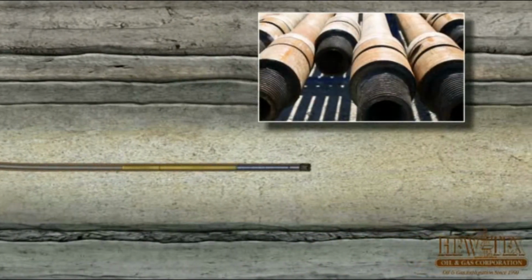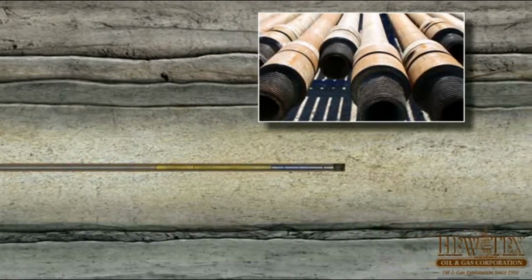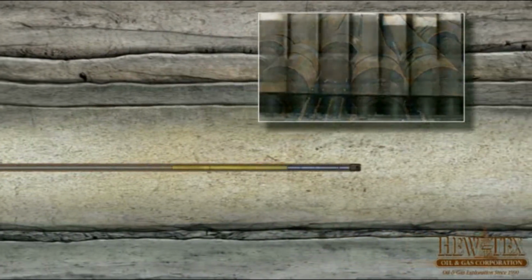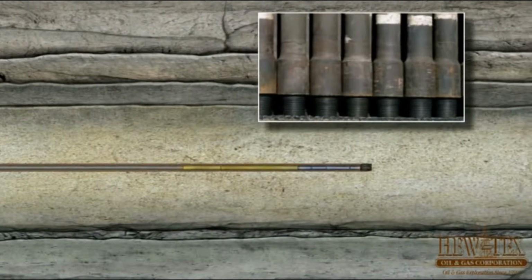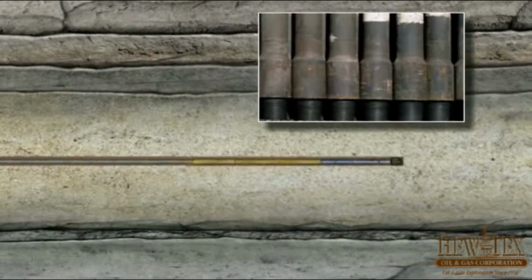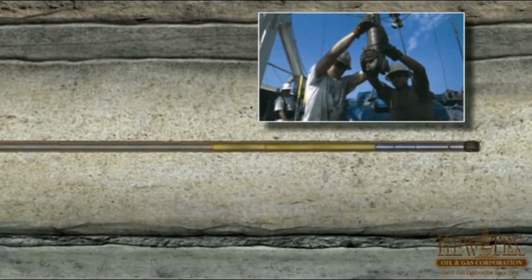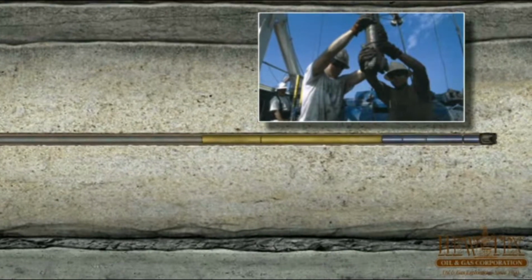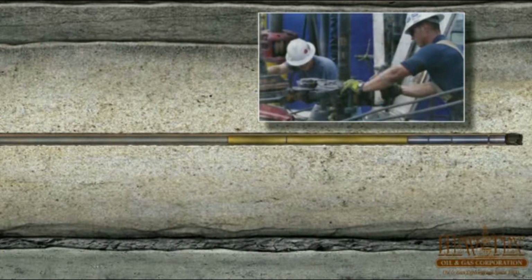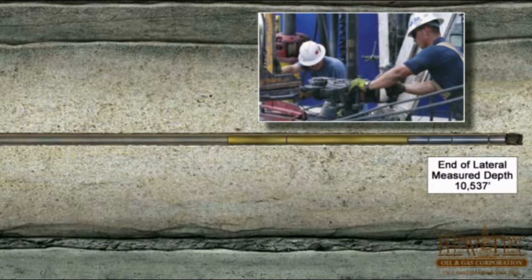The pipe used to drill the well measures 30 feet in length and weighs approximately 495 pounds each. It takes over 350 pieces of pipe weighing nearly 87 tons to drill a 10,500-foot well. At various stages of drilling, the pipe is taken out of the hole for tool and bit changes and put back in. This process is called tripping pipe.